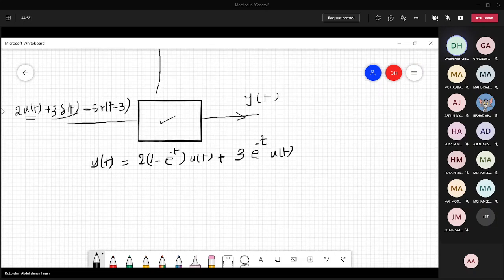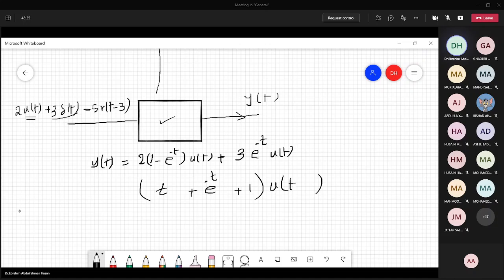Okay, then I have the ramp. So the output when the input is equal to ramp is equal to e to the power of minus t plus t minus 1 multiplied by u of t. So it is t plus e to the power of minus t minus 1, multiplied by u of t.